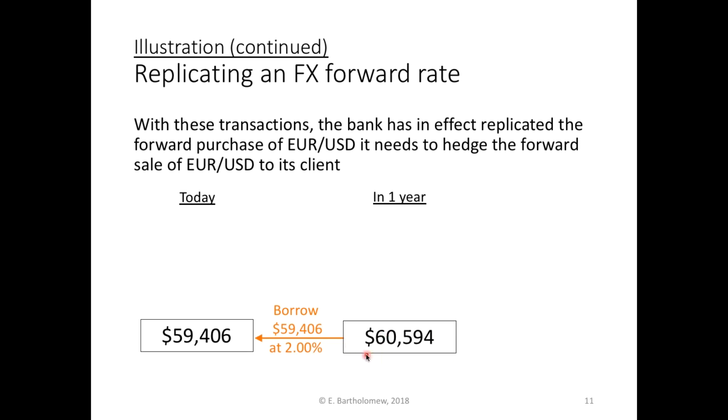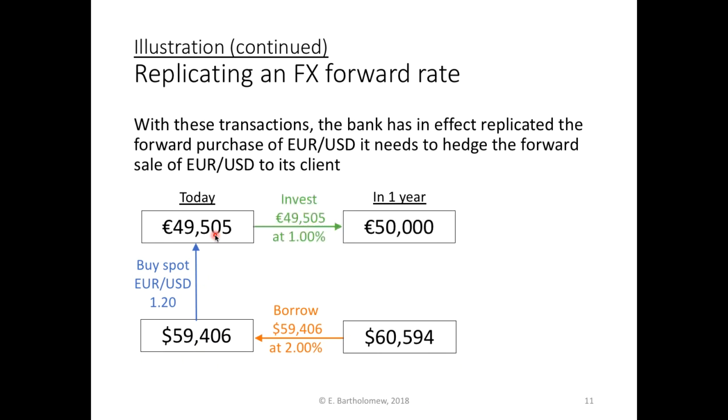That 65.94 that they pay on their loan at 2% would have allowed them to borrow 59,406. So they've borrowed 59,406 at 2%. They've taken that 59,406 that they've borrowed, and they have exchanged it into euros. The 59,406 exchanged for euros gives them 49,505, and then they invest that at 1%, and they will end up with precisely what they need in 1 year, 50,000 euros.